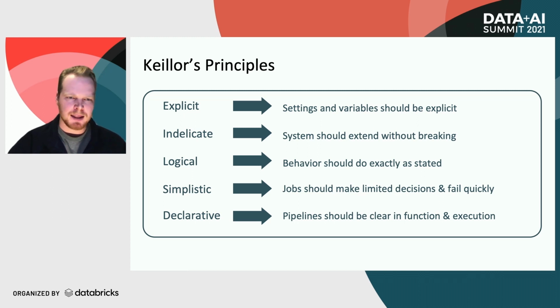And the final one, kind of the focus of the talk, was pipeline should be declarative. So from the orchestrator, it should be clear in function and execution and what those pipelines should be doing. So you should be able to look in one place and see what am I expecting on the other end.